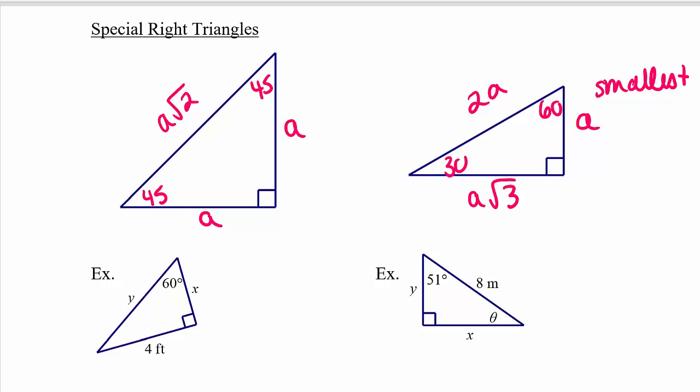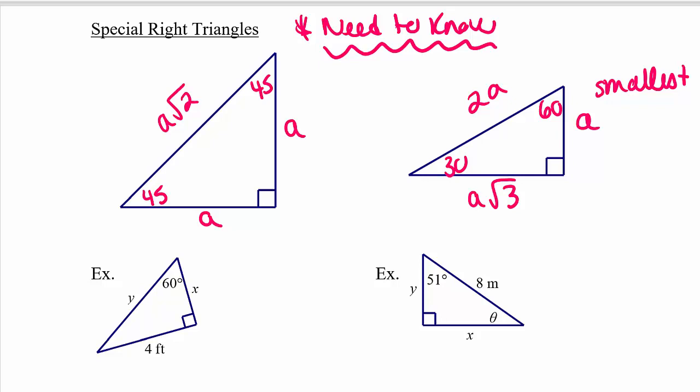I am giving them to you, and we will use them to apply and solve triangles. You do need to know these. We use special triangles a lot. We use them to build our unit circle, and we use our unit circle to graph our trigonometric functions. So they are really the foundation of all trigonometry.